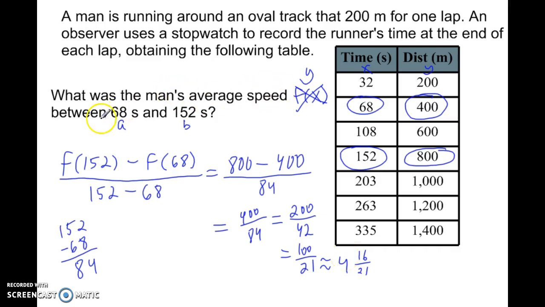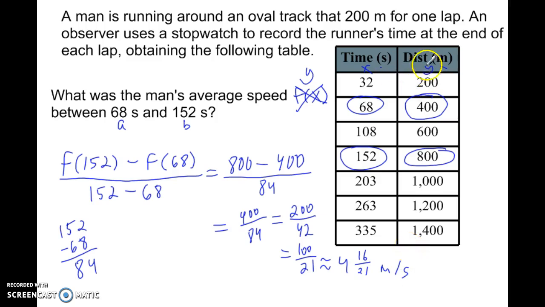What was the man's average speed? So this would be meters per second. So this would be 4 meters, almost 5 meters per second. So 4 and 16 21sts meters per second. So if we want to think about this in real world terms, that's what his average rate of change was.